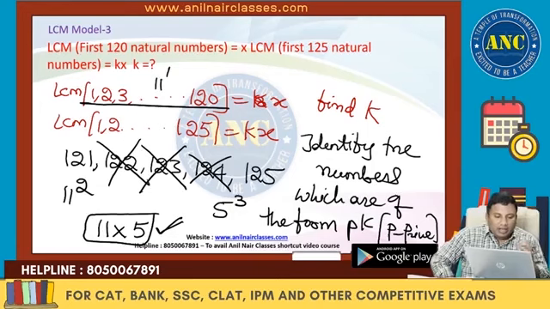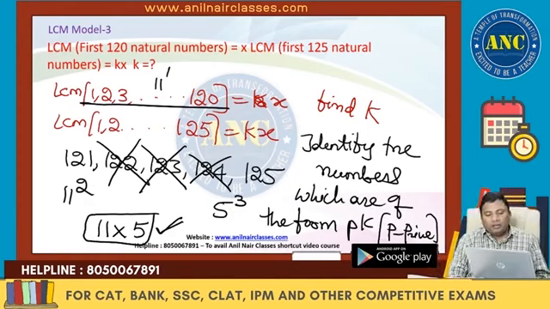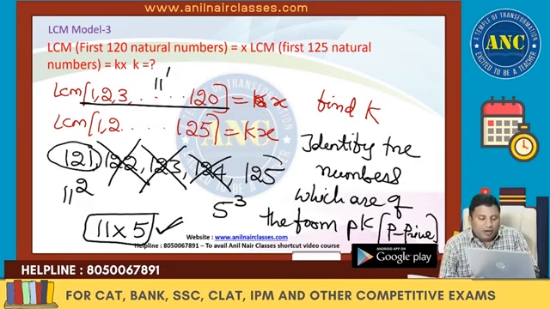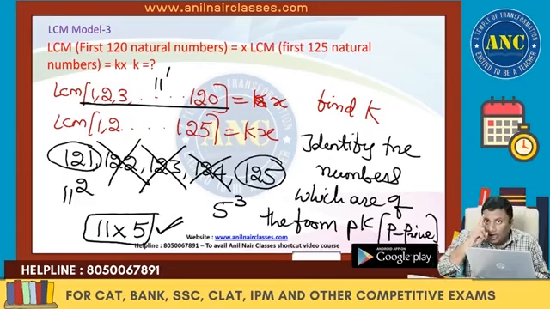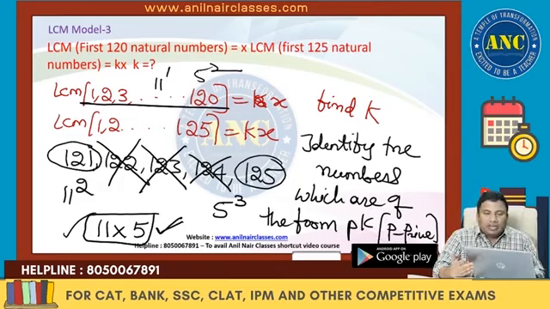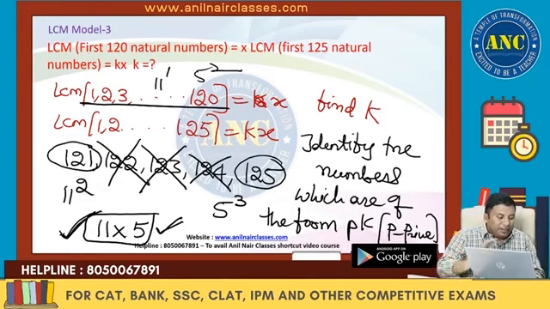Again I am explaining. After 120, what are all the natural numbers? 121, 122, 123, 124, 125. 121 is 11 square. 125 is 5 cube. The power of 11 till 120 is only 1, the highest power, so an extra 11 will come. 5 square is 25, 5 cube is 125, so an extra 5 will come. 11 into 5 is 55. Clear, right?